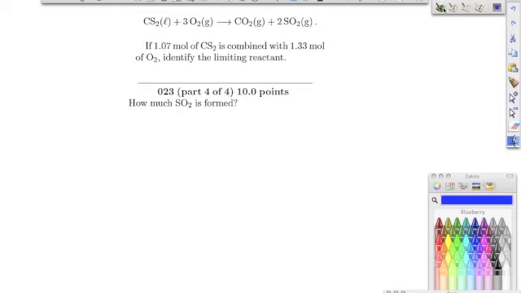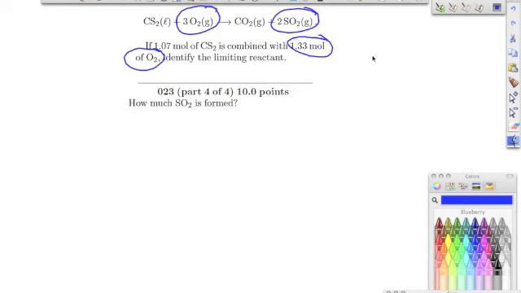Okay, now moving on to number 23. Since we found out that oxygen is our limiting reactant, we know that we're going to start every single problem with oxygen. It says how much SO2 is formed. So we have oxygen and we have SO2. That's what we're dealing with, and we always start with our limiting reactant.